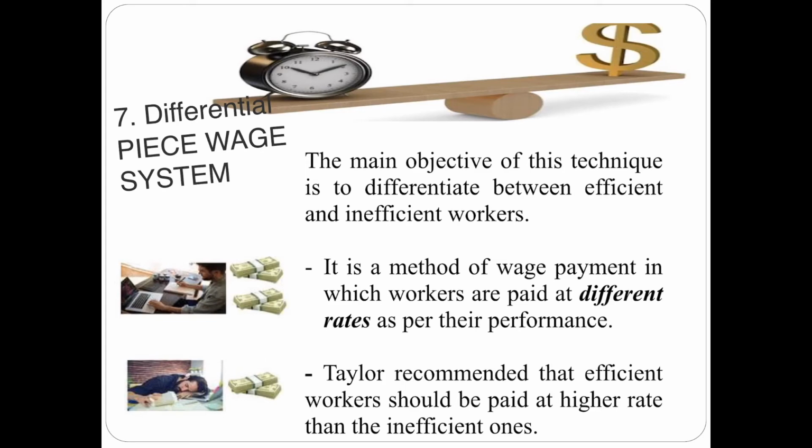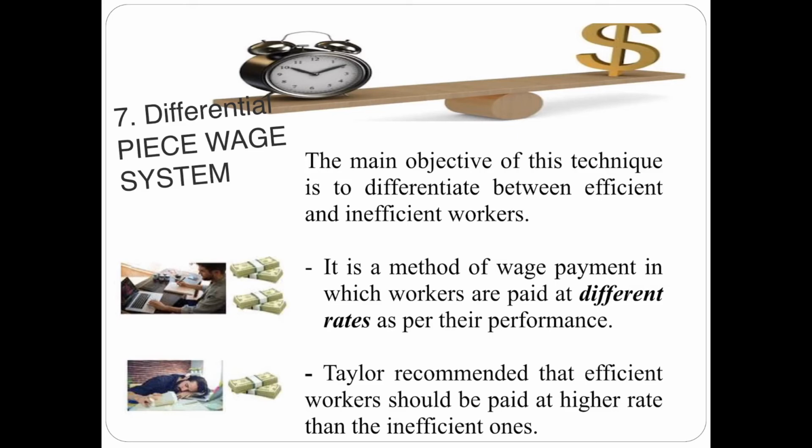So what did Taylor do now? Based on his previous studies, he divided workers into two categories, efficient and inefficient. Efficient are the ones who are trying to meet the standards, inefficient are the ones who fall below the standard time. So for the efficient work he gave higher payment and less payment to those who are inefficient at the work. So this is one of the biggest contributions given by F.W.